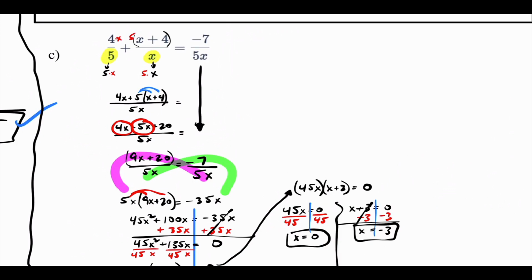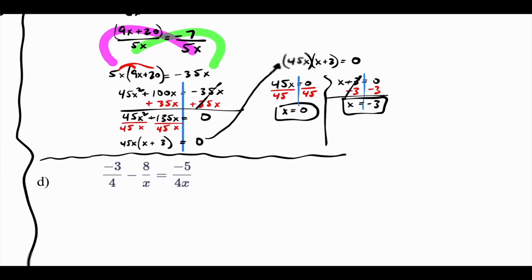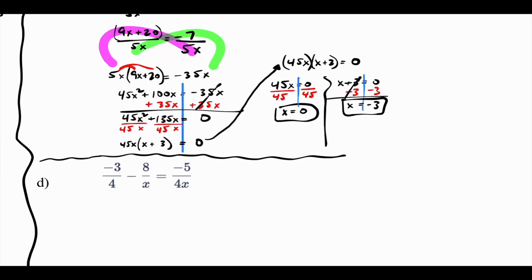Okay, so let me go back to the original. Are any of those 0 or negative 3? Are either of them extraneous? Yeah, 0, because if I put in 0 here, that's just 0, right? And if I put in 0 here, it's 5 times 0, which is 0. So let's cross out 0 and write extraneous solution.